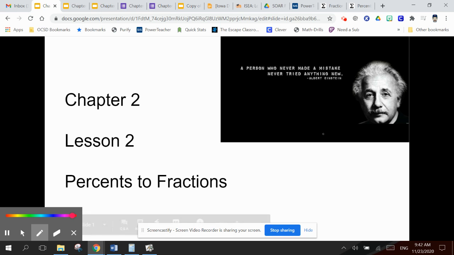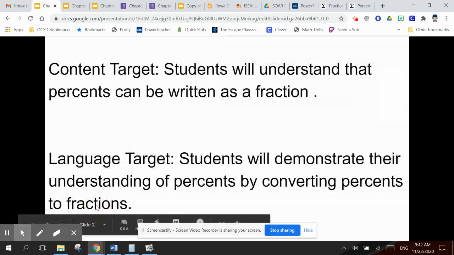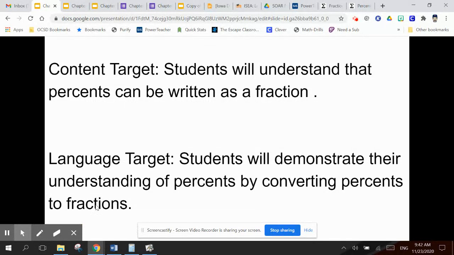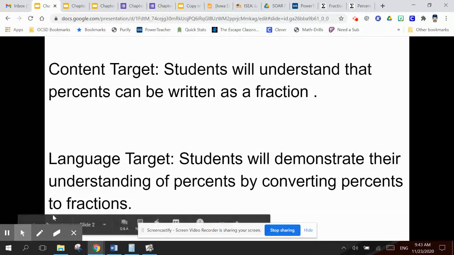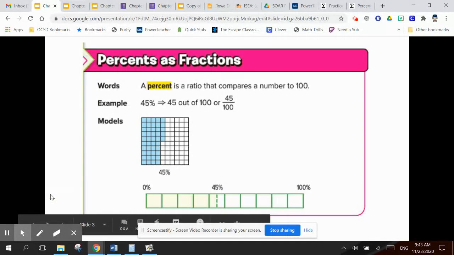Chapter 2, Lesson 2, Fractions, 2%. Our content target: students will understand that percents can be written as fractions. Language target: students will demonstrate their understanding of percents by converting percents to fractions and vice versa.